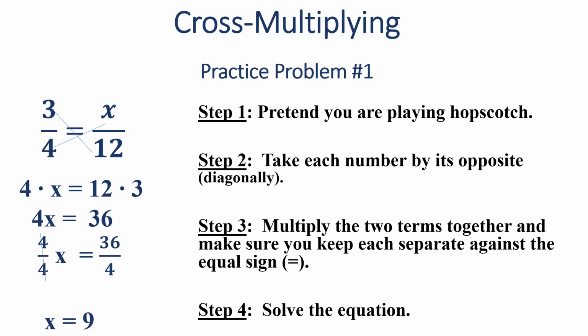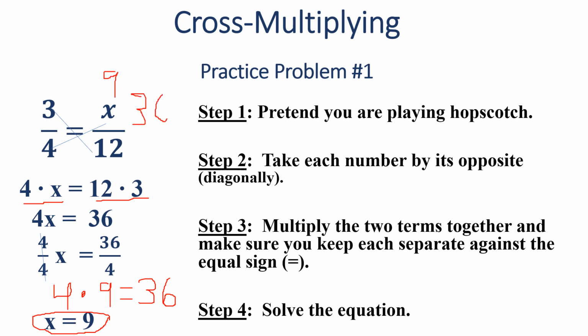Now let's try another one. Practice problem number 1. Here's the situation. It's been done for you already. You cross multiply: 12 times 3 is over here, 4 times x is over here. 4x equals 36. For those of you who know multiplication, you know that 4 times 9 is 36. So x equals 9. We get ready to check. You put this over here, and you had this 36 over here. Does 36 equal 36? It does.